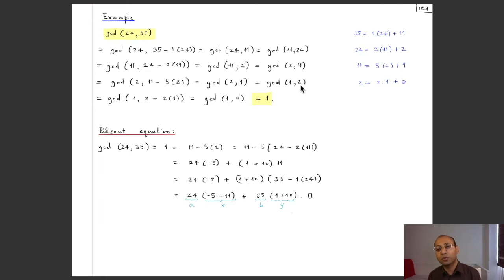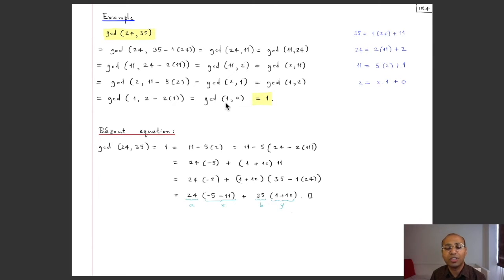And I continue the process, so I divide 2 by 1. Oh, but now we get the remainder 0, so the process is going to terminate. So we have that if I subtract 2 times 1 from this one, then the GCD does not change, but 2 minus 2 is equal to 0.